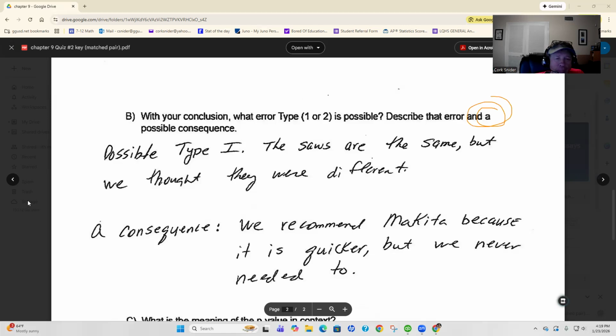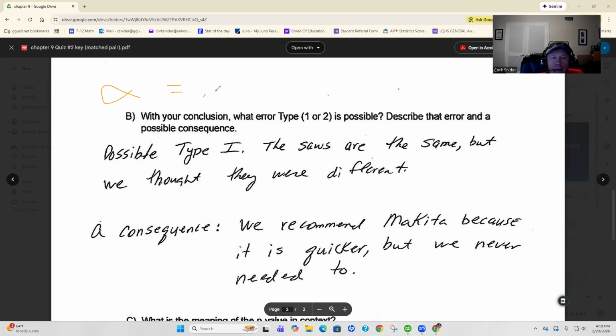Okay. Possible type one: the saws are the same, but we thought they were different. That's the description of the error. Now, we didn't probably make the error. It's small. In fact, the probability of a type 1 error is the alpha level.